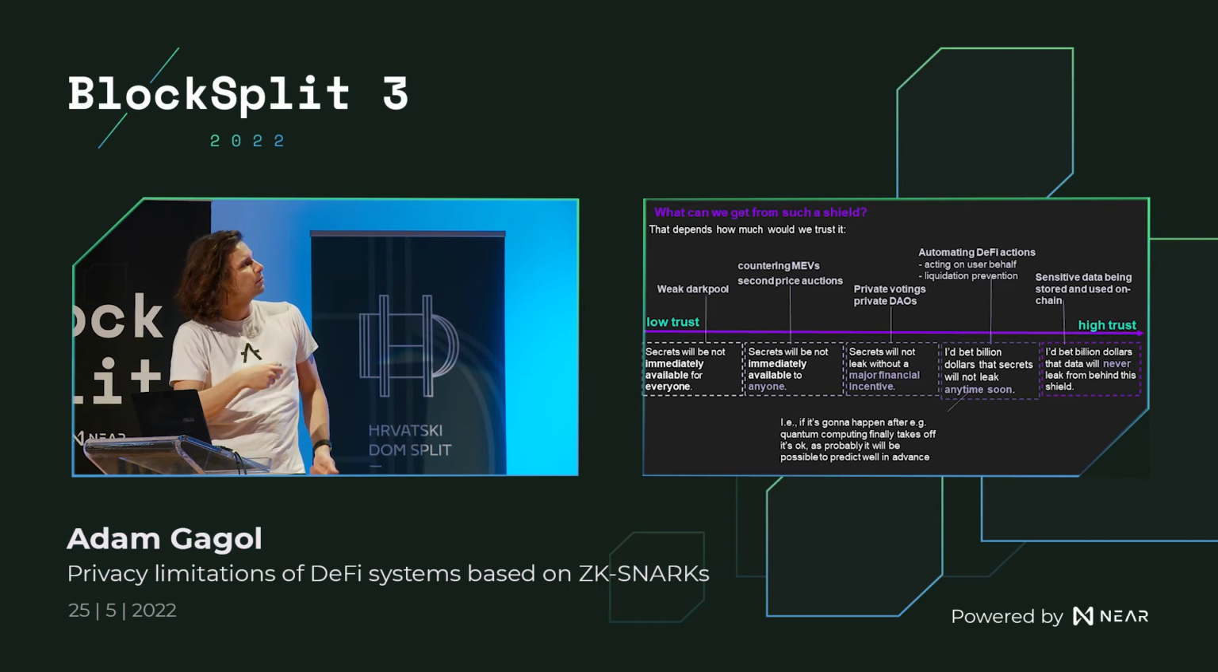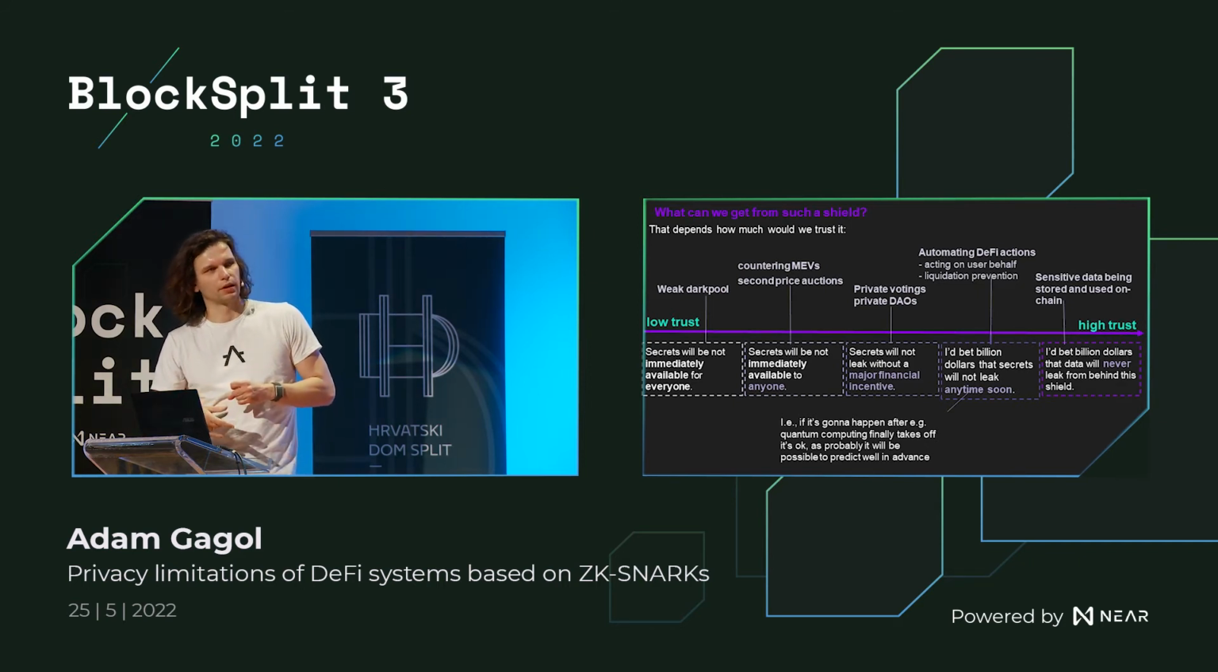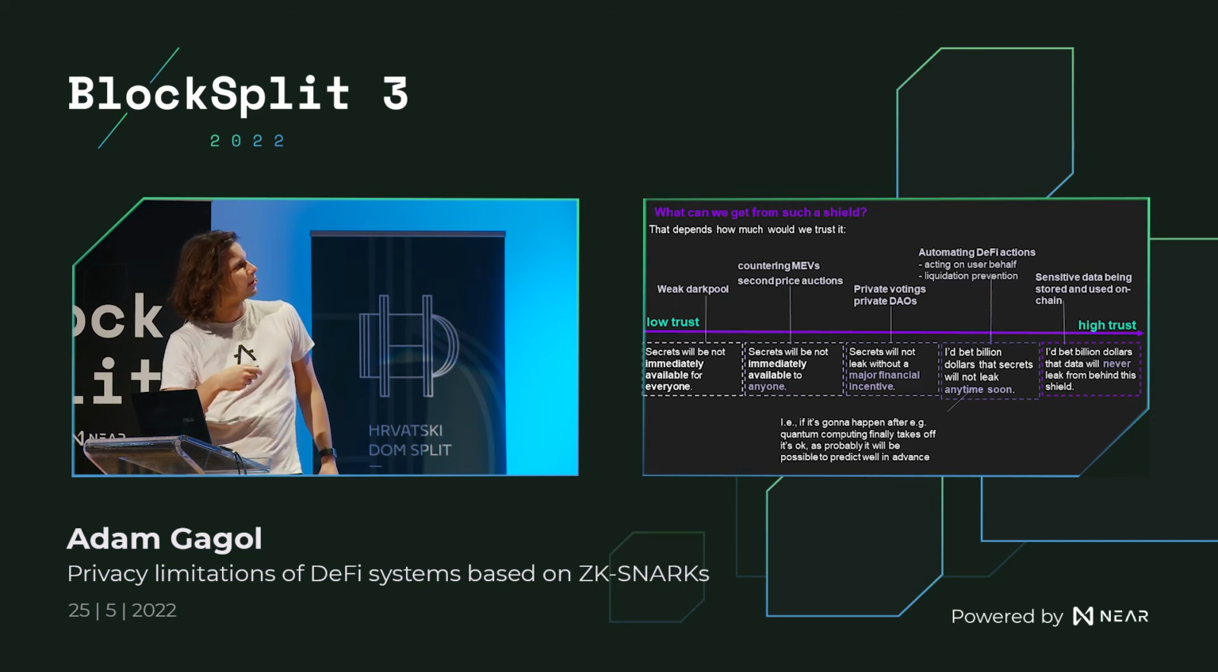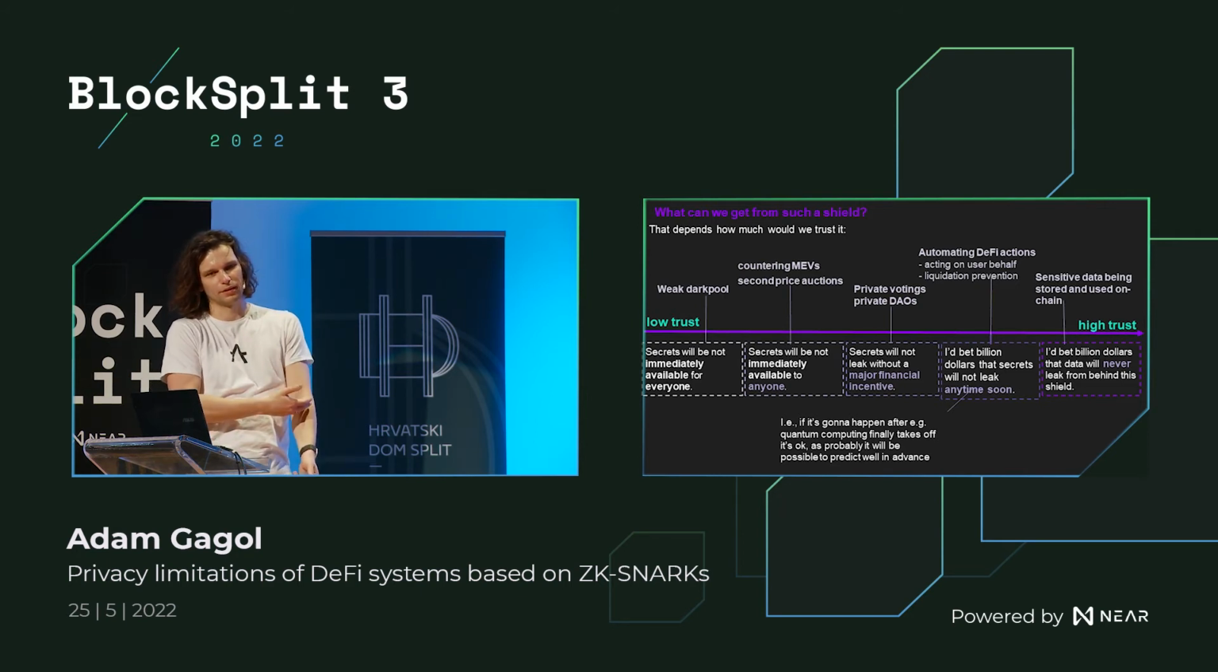So it depends on how much we trust that these secrets will not leak. Here is the line from low trust to high trust. Let's start with low trust. Low trust means that we believe the secret will not be immediately available to everyone. They can eventually leak, they can even instantly leak to some insiders, but they will not instantly leak to everyone. So this is not a very strong degree of trust.